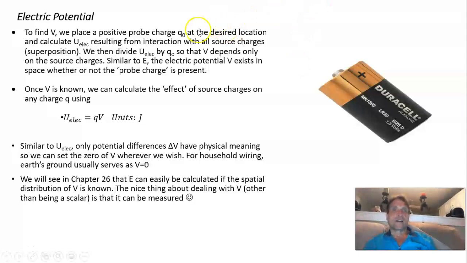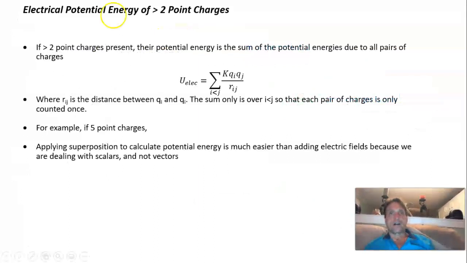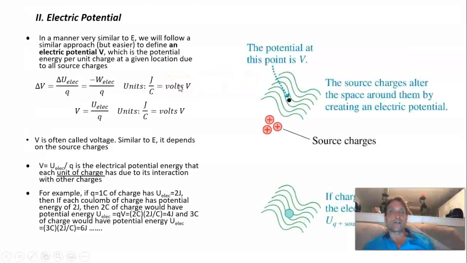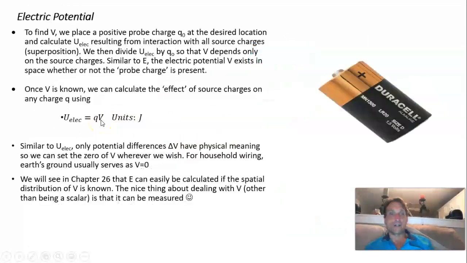And so to find V, we can do the exact same thing that we did with potential energy. We can stick a positive probe charge Q at the location. We calculate its interaction energy U electric due to all of the other source charges. We sum up all the scalars to get the total electric potential energy. We divide by the magnitude of the probe charge Q, and we get the potential V at any point due to the other source charges.